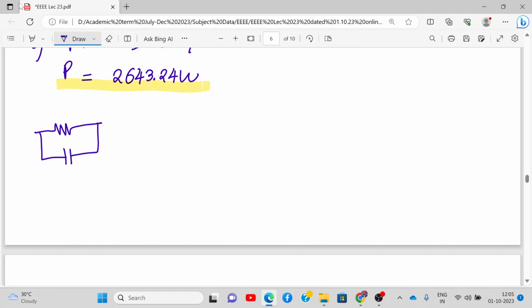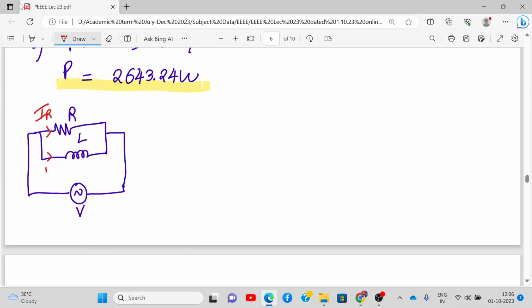So we have RL, it is. Is it L or C in this numerical? So this is the network, and I want to plot the phasor diagram. How will I plot it? Let's say the current flowing in this network is IR, and current flowing over here is IL. Total current is I. Now, voltage across R and L is same, right?